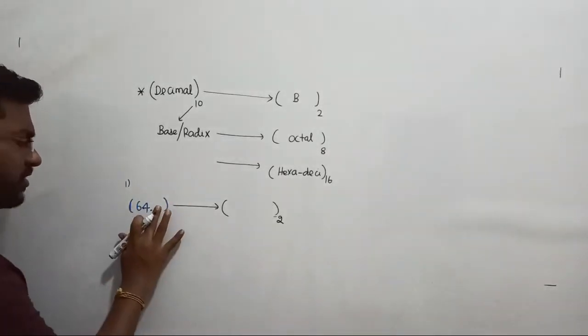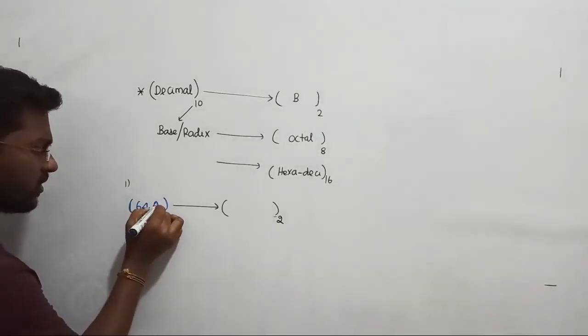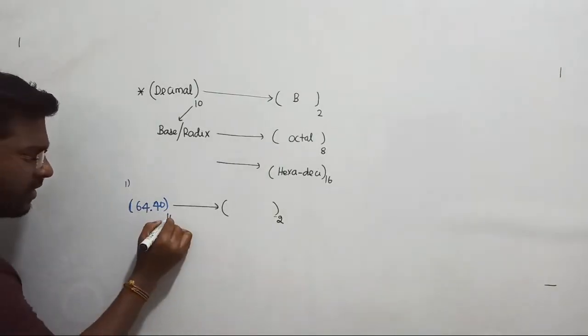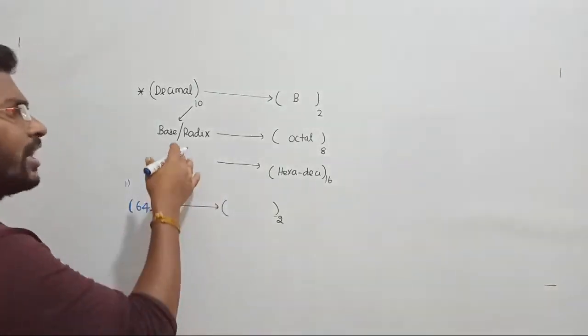64.10, or we can take some small values like 4. That is enough, right? 40. They are given some values, right? Like in the example they have given, base 10, decimal. How to transform any values, right?